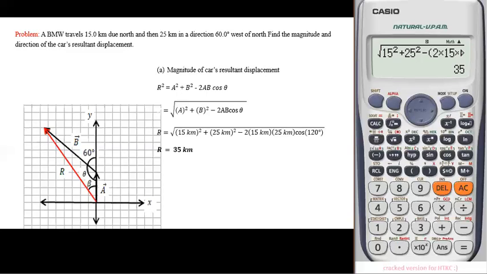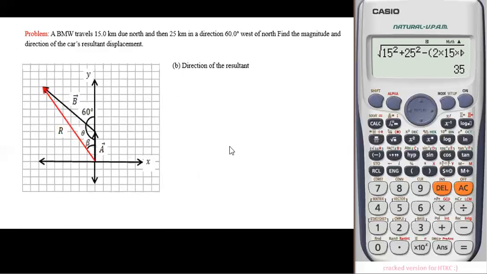Next, the problem also asks to find the direction of the car's resultant displacement. This is with respect to the y-axis. So in this case, we can use the sine law. Okay? So how? Sine B, the side opposite of sine B is side vector B. So that is sine B over B. And then our angle theta, which is equal to sine 120, its opposite is the resultant. So that is sine theta over R.